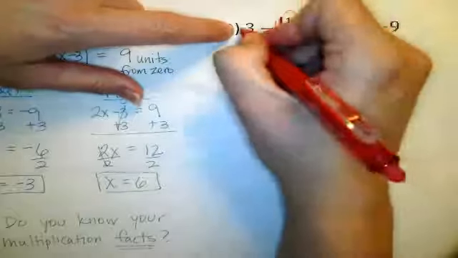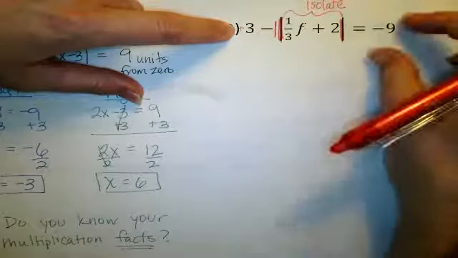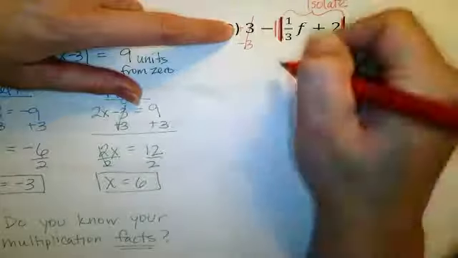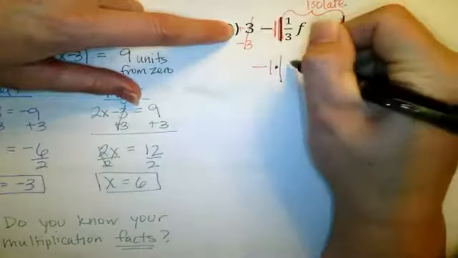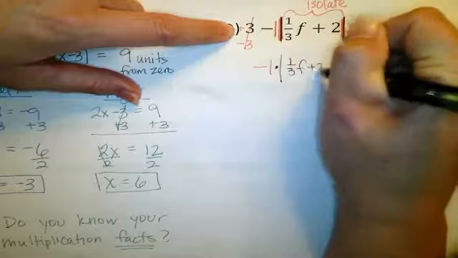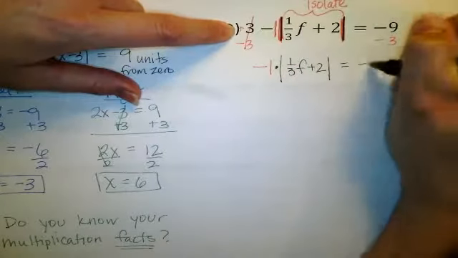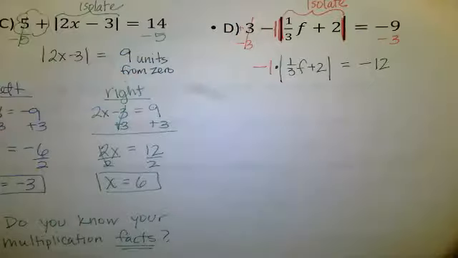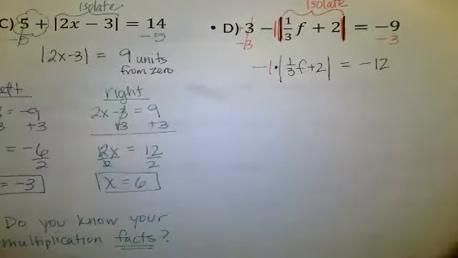We want to go ahead and get rid of this positive 3 because, again, it's a unit distance. So we want to move it over here. So we're going to subtract 3 to get started. So we have a negative out in front, and that's a negative 1, if you will, times the absolute value of 1/3 f plus 2. Negative 9 and a negative 3 makes a negative 12. Right? Lots and lots of negatives. They don't go to war. They're on the same team. They just join forces and get bigger.